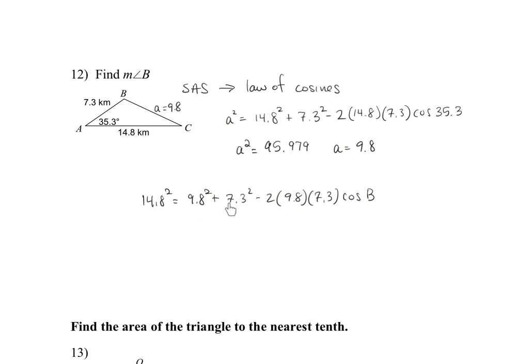So then you would subtract these two over to the left and then divide by -2 times this. So that's equal to -0.488. And the inverse cosine of -0.488 means that angle B is equal to 119.2.